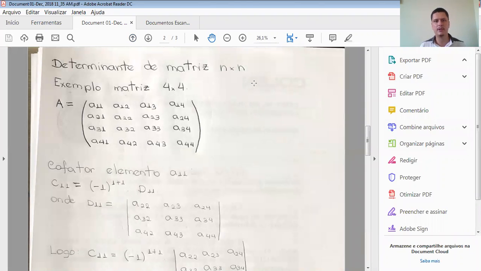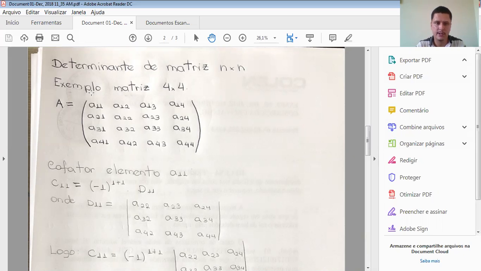So, determinant of matrix n by n. This is an example of a matrix 4 by 4 in which I decided to, instead of putting numbers, put letters, because it would be easier to explain the procedure of calculating the determinant this way instead of going to numbers directly. First, we need to learn how to calculate the cofactor of a matrix. Actually, I keep saying a matrix, but each element of a matrix has a cofactor.